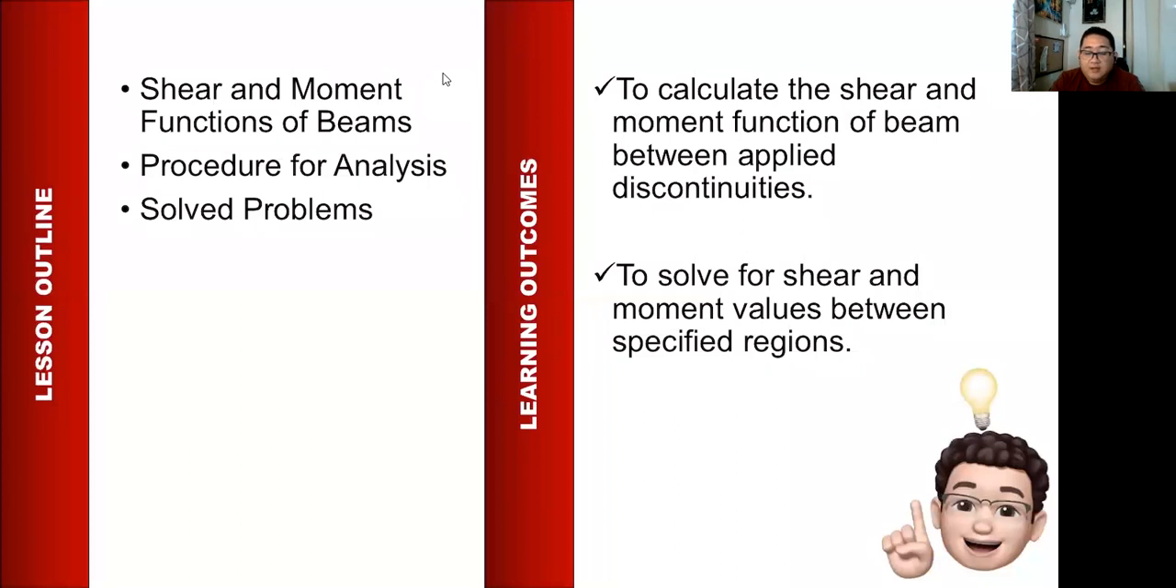Then learning outcome natin for today will be the following. So to calculate yung shear and moment function ng beam between applied discontinuities natin. And then last is to solve for the shear and moment values between specified region natin. Or in terms siya ng function na siya o equation na yung answers natin.